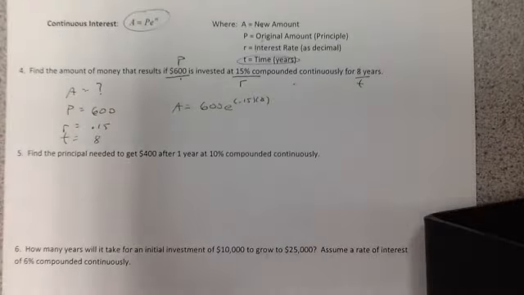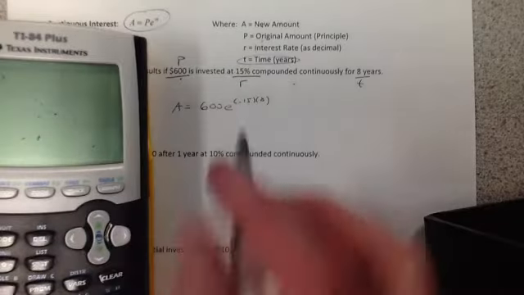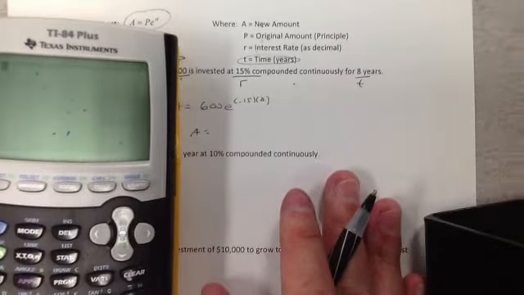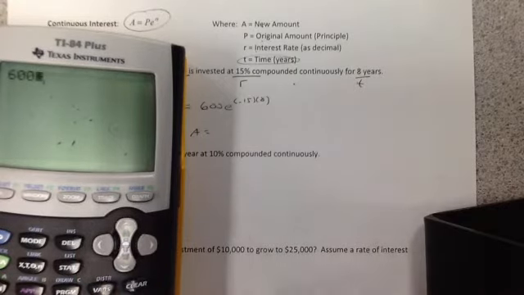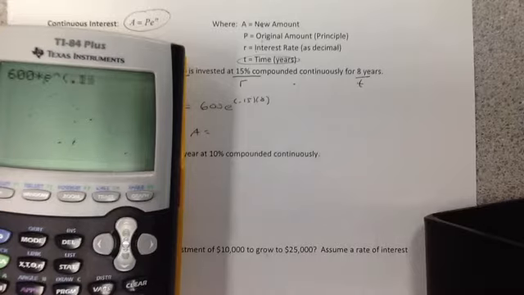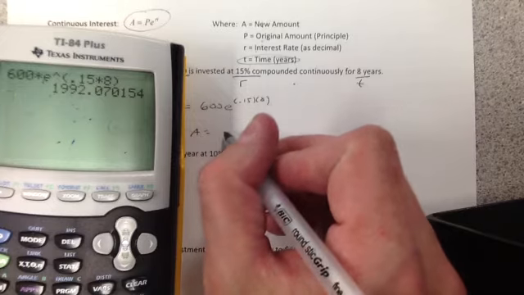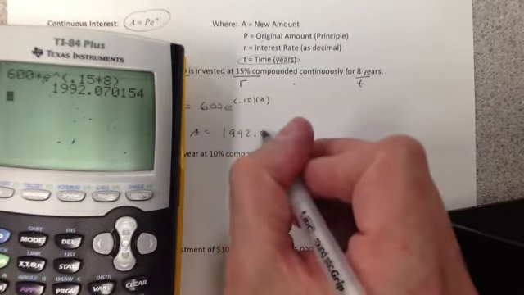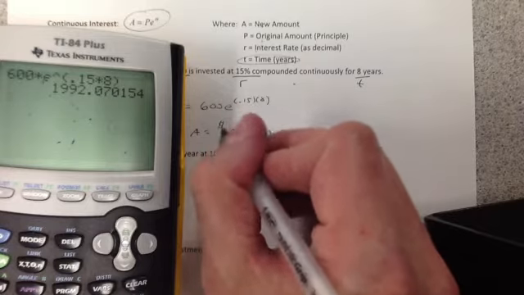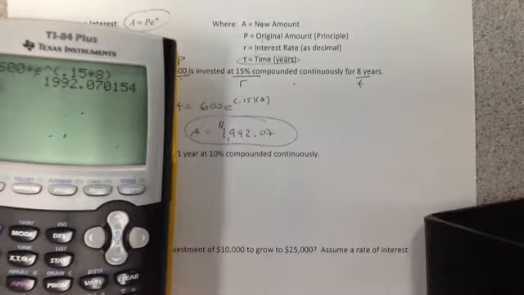And we just type this in our calculator. Now you do have to know both formulas for this class. So if we type it in, we get 600 times e to the 0.15 times 8. Just like so. Hit enter, and we get, oh wow, $1,992.07. Because we're talking money here, round to 2 decimal places.